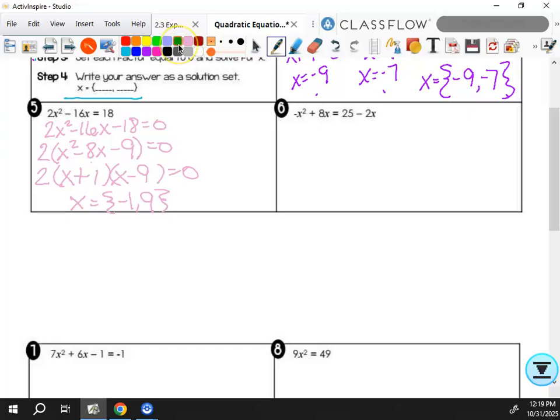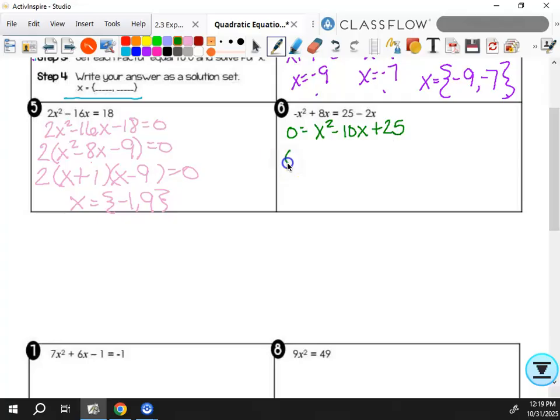All right. So on 6, you think we want to move everything to the left or to the right? I'd move it all to the right so that that x squared is positive, right? If we move it to the left, we'd have to factor out a negative. So we're going to get 0 equals x squared, subtract that 8x over there, so that's going to give me a negative 10x, and then plus 25. Okay.